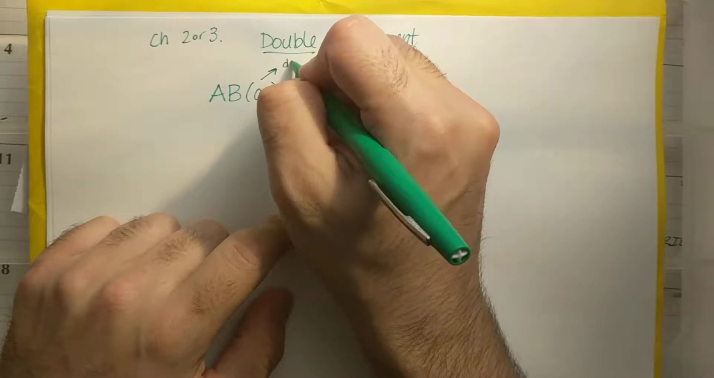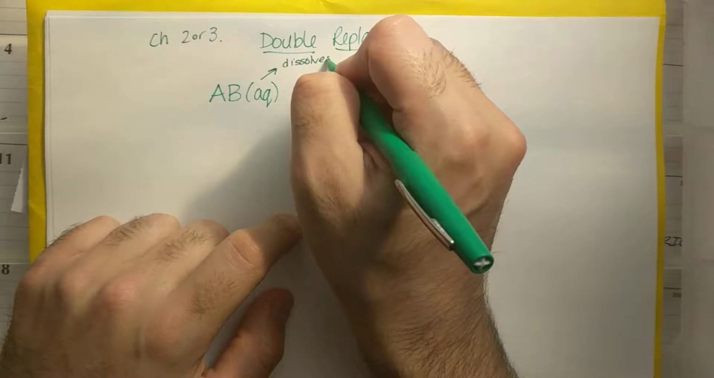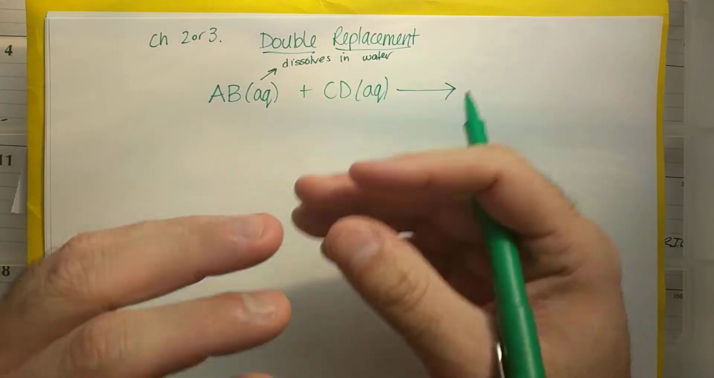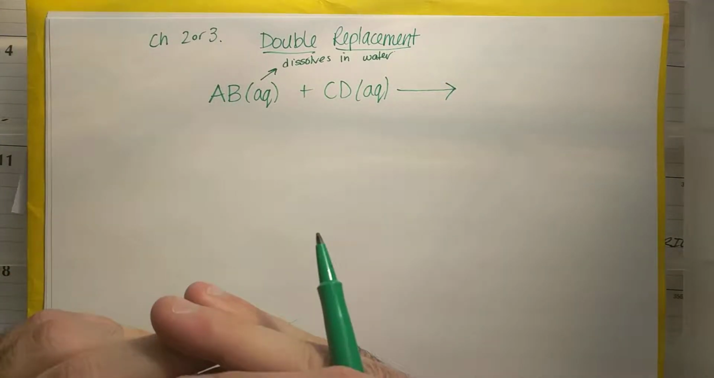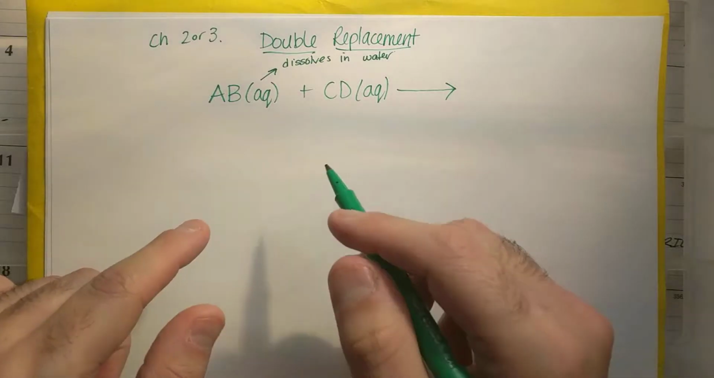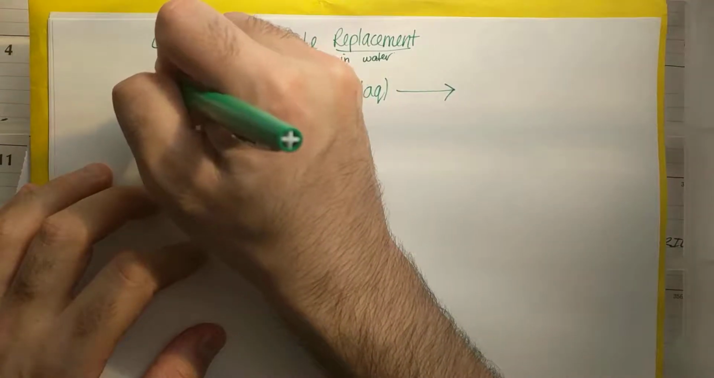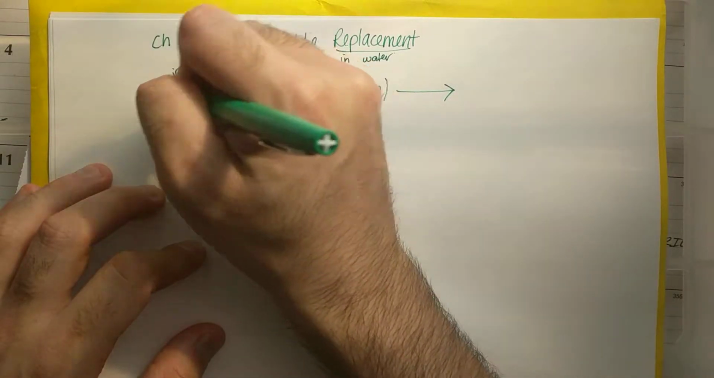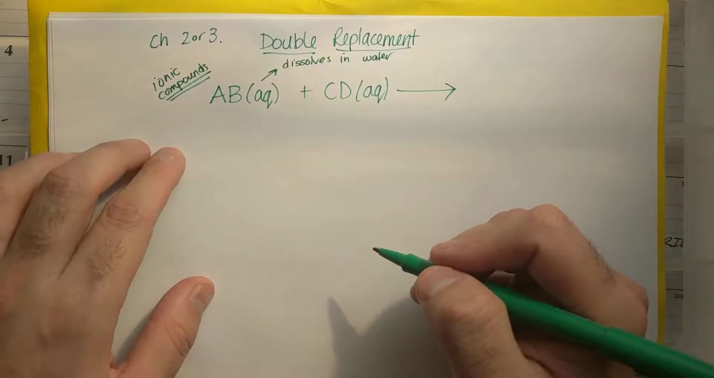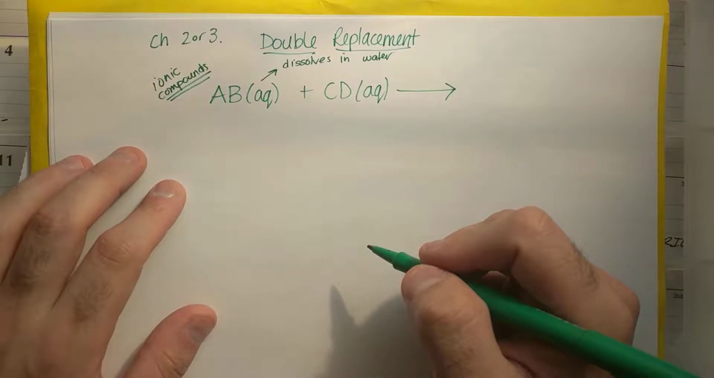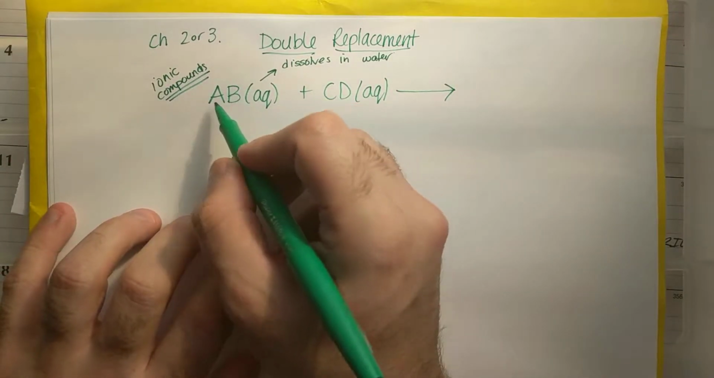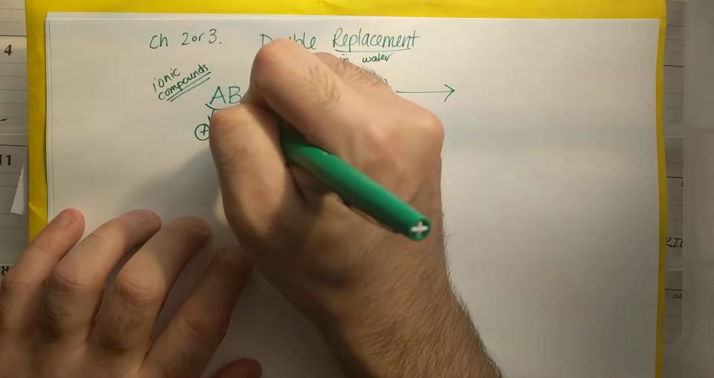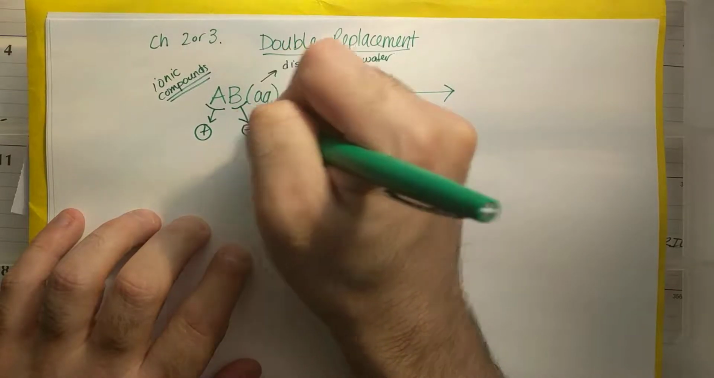Aqueous means that it dissolves in water. So this stuff must be soluble, or broken up into its ions in water. If something dissolves in water, especially if it's ionic, we're going to assume these are ionic compounds. If something dissolves or is ionic, we have two different charges possible. If I write AB, the element on the left is positively charged and the element on the right is negatively charged.